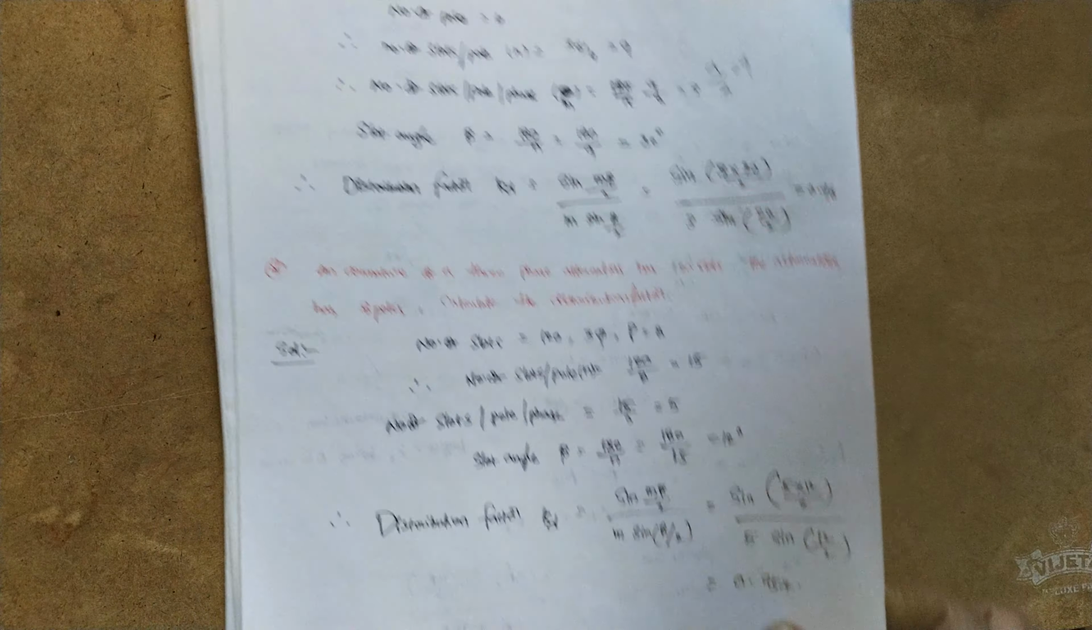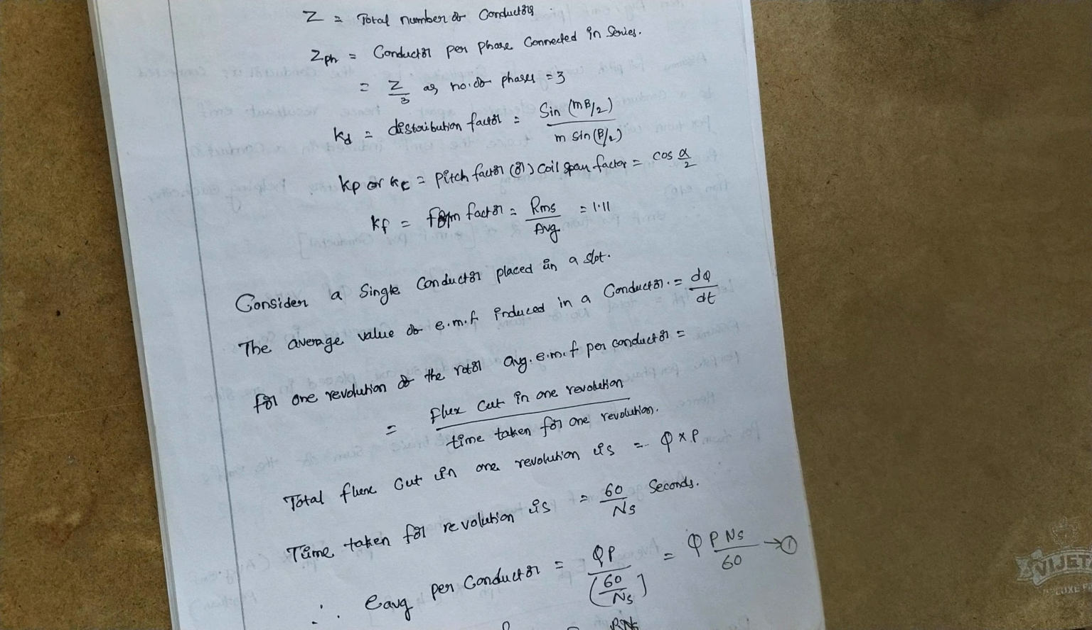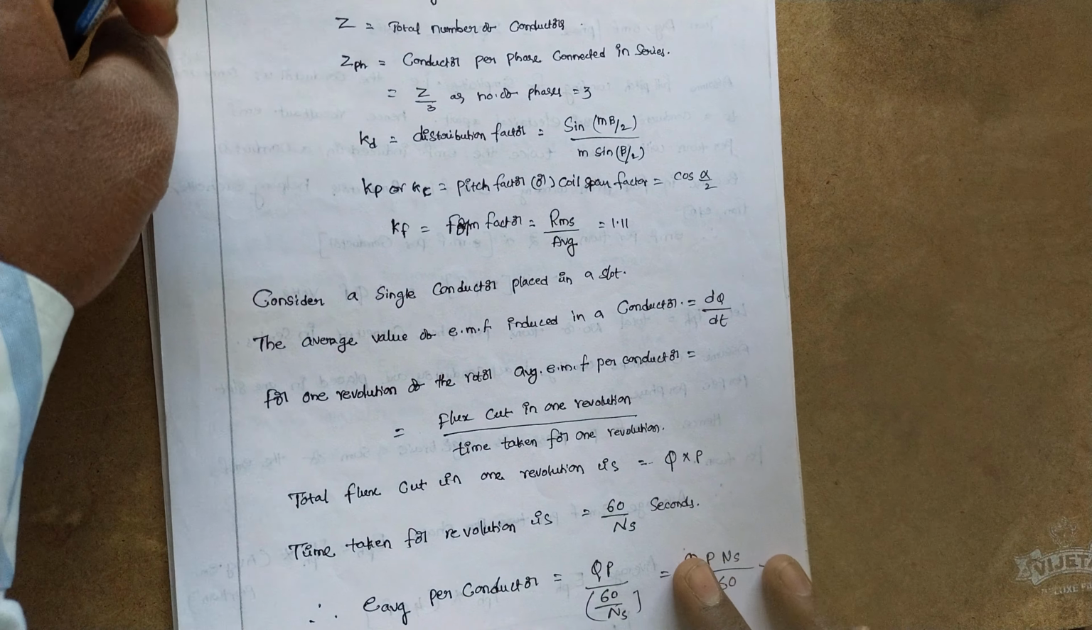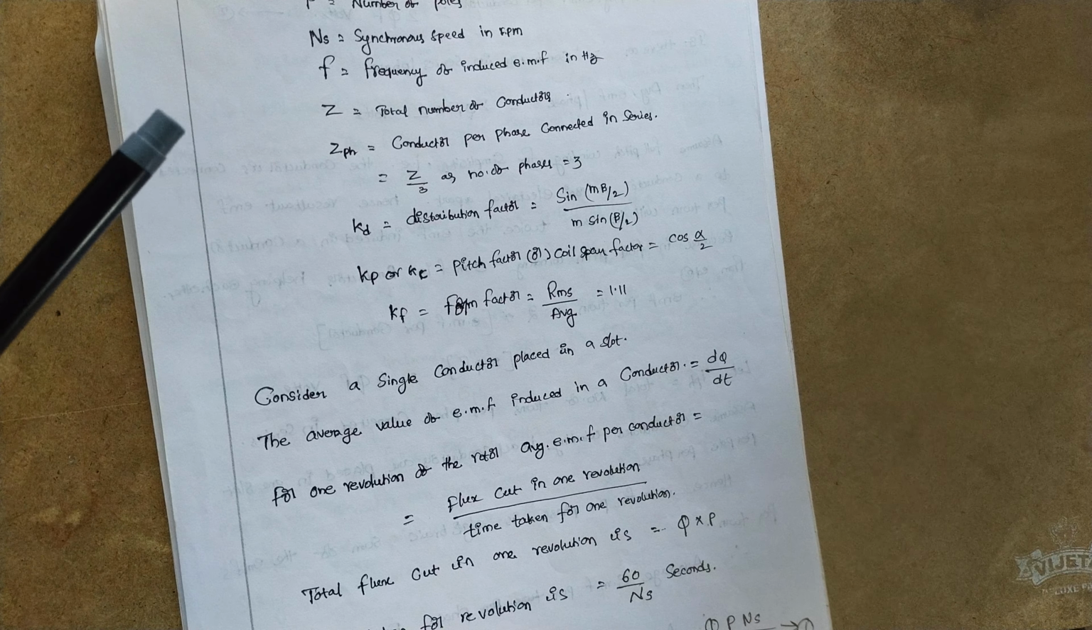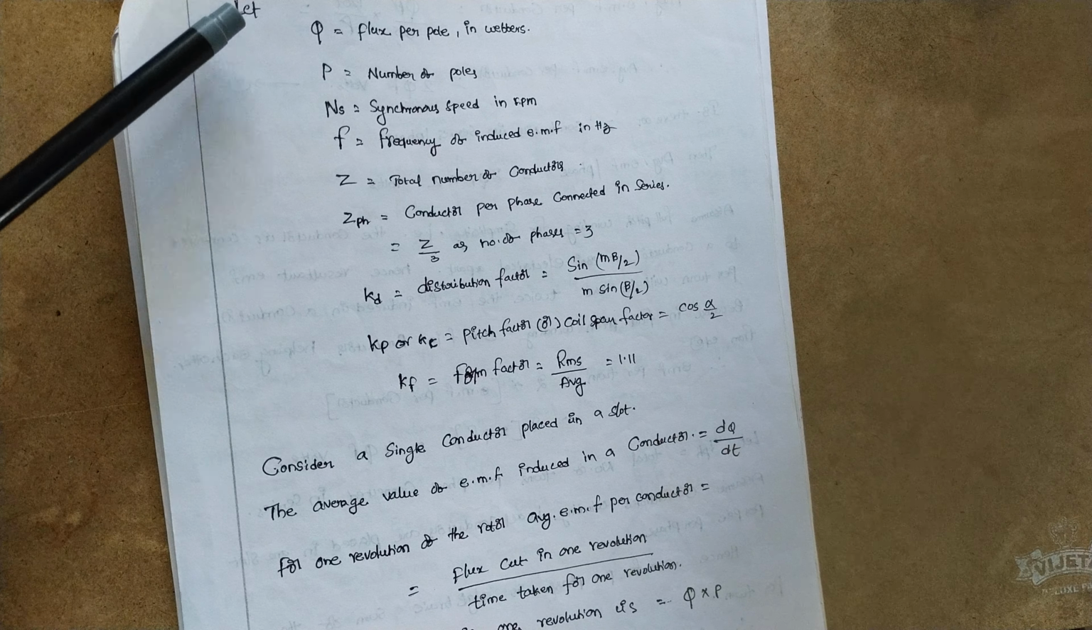Now we go for the EMF equation of synchronous generator. That is very important, and how the EMF varies. If you know the EMF equation in case of DC generators, phi Z N P by 60A is the EMF equation. In case of AC generators, the same equation we can't apply. It depends on the EMF equation of synchronous generator, the alternator.